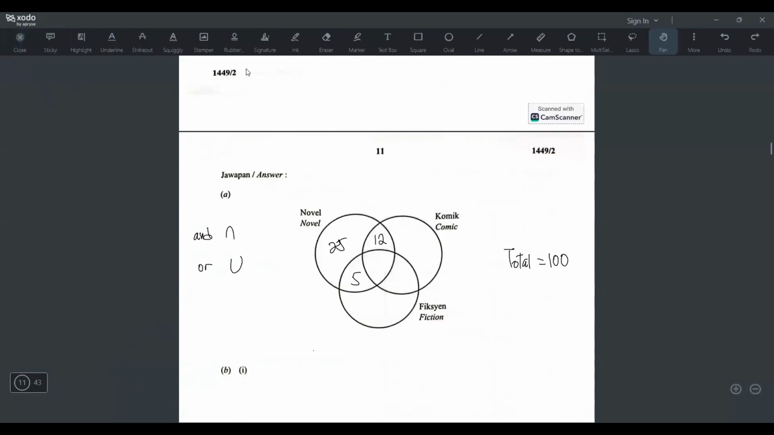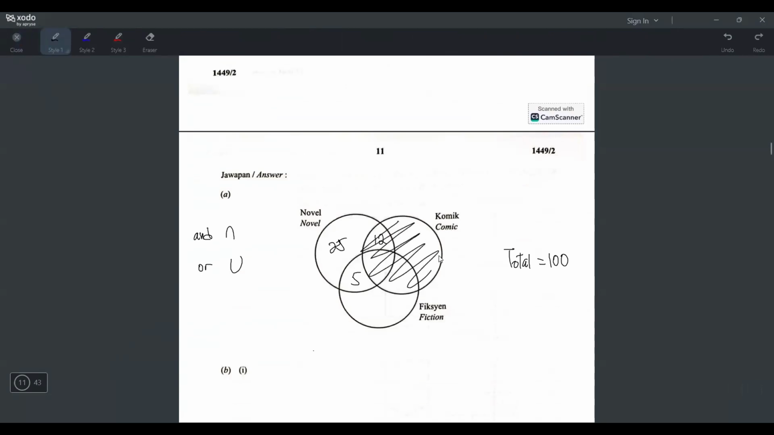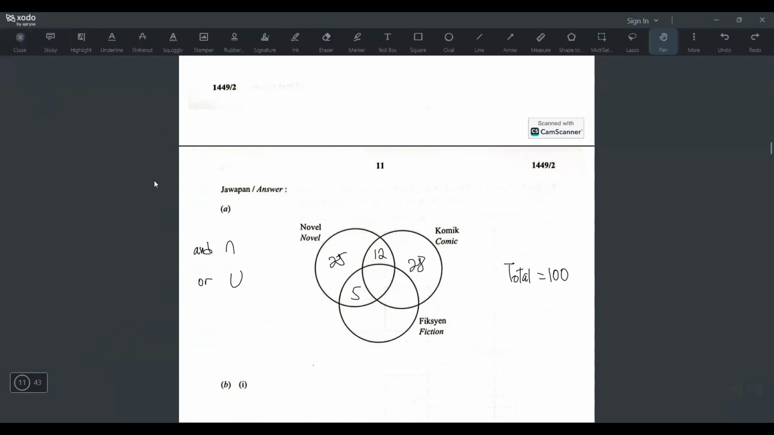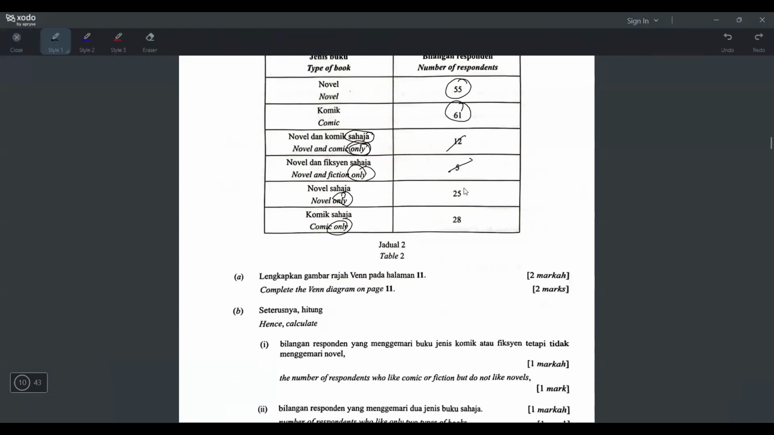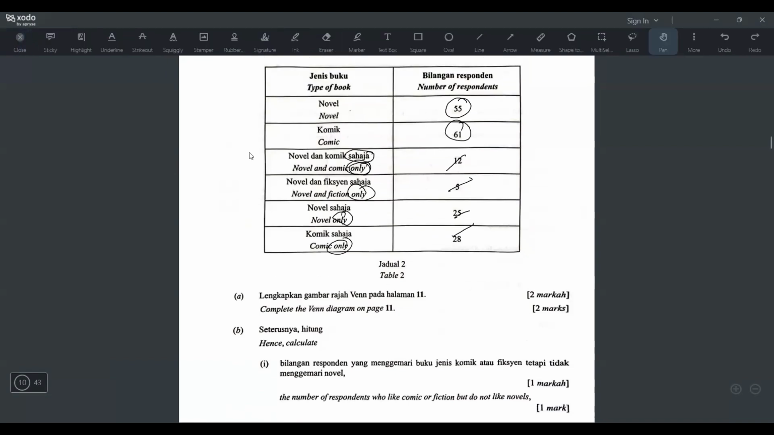Next one, comic only 28. So this is comic, right? Okay, the whole comic is the whole circle, but they got say the word only. It means the 28 is only this region, right? So I'll just write the 28 here. Okay. Okay, now we can focus on the numbers that we never write just now. So this one all cut already. So now we can focus on these two, the 55 and 61.